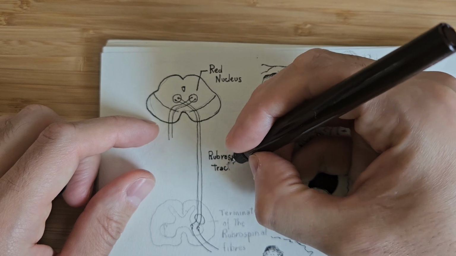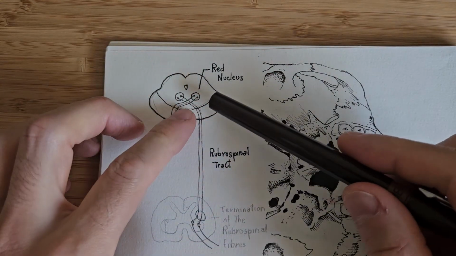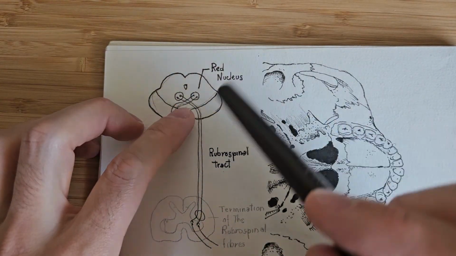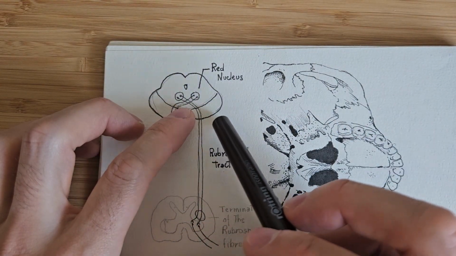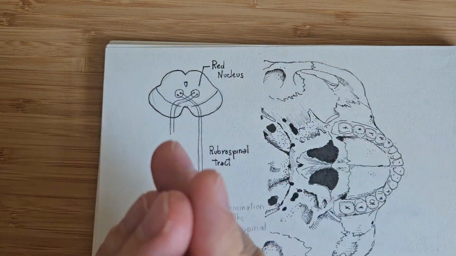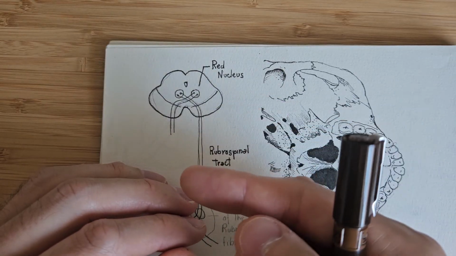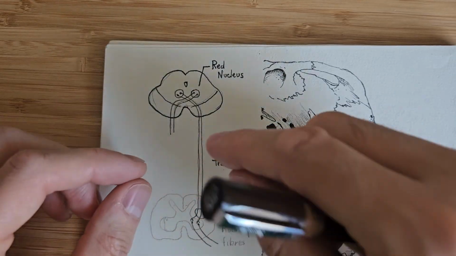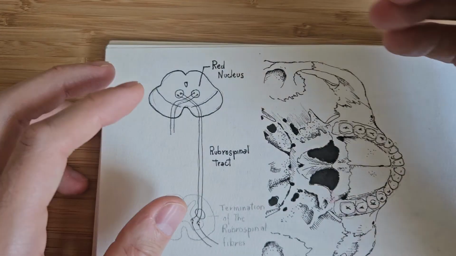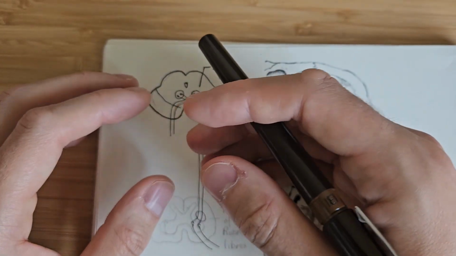Okay, so we have here the Rubrospinal tract, and as I mentioned before, it arises from the red nucleus, which is this structure here within the midbrain. And the red nucleus will receive input primarily from the cerebellum via the dentate nucleus and also from the cerebral cortex. And this impulse will help to modulate the movement coordination and posture.